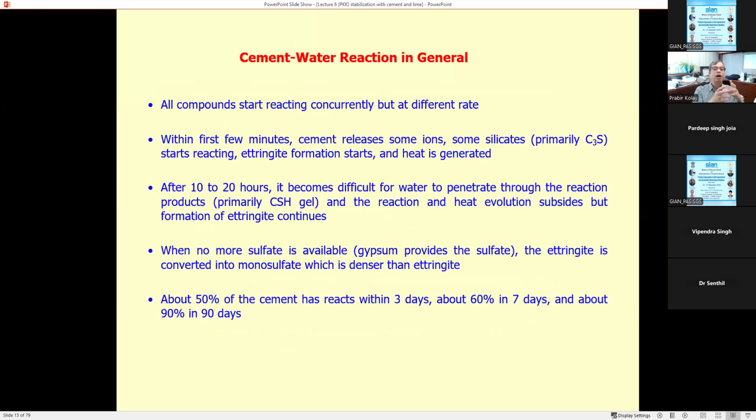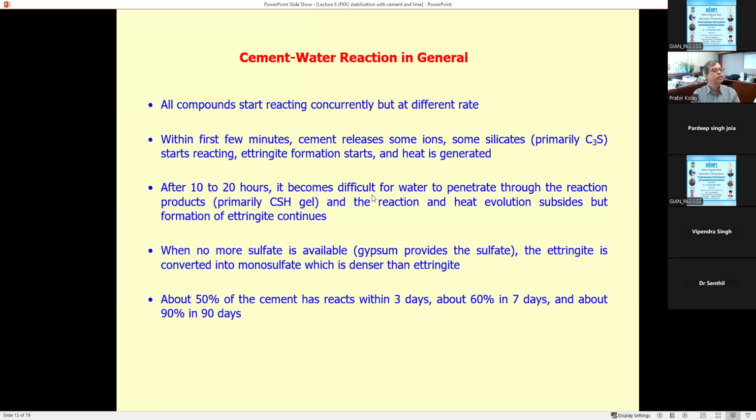And then also, when you add these chemicals, how the chemical reaction takes place. Finally, it is going to form calcium silicate hydrate, calcium aluminate hydrate, or calcium silicate aluminate hydrate, or maybe ettringite, or maybe calcium monosulfate aluminate. So all components start reacting concurrently at different rates. As I mentioned over here, tricalcium silicate and dicalcium silicate, these are the 2 things that react first. Within the first few minutes, cement releases some ions and some silicates, primarily tricalcium silicate, starts reacting. Ettringite formation, the mineral formation starts, and heat is generated.